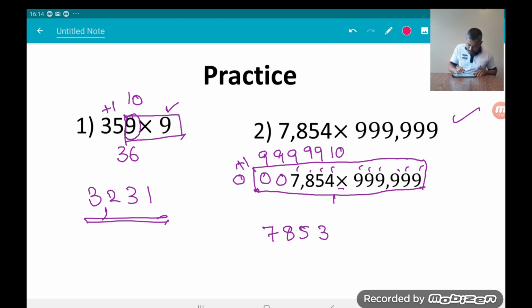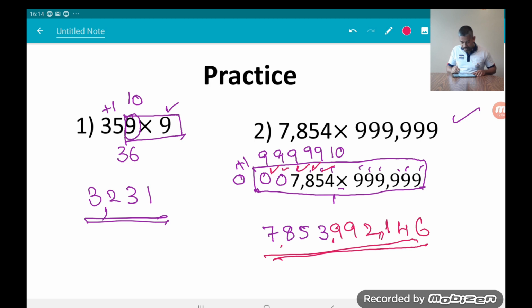So what is 9 minus 0? That's 9. 9 minus 0, that's 9. 9 minus 7, that's 2. 9 minus 8, that's 1. 9 minus 5, that is 4. 10 minus 4, that is 6. So we get the answer. Now what is the answer we'll get? That is 7,853,992,146. I hope you understand this one.